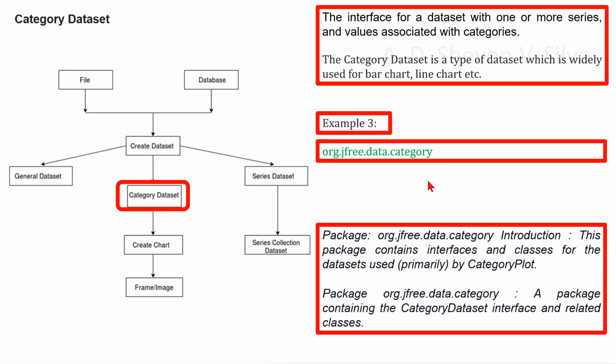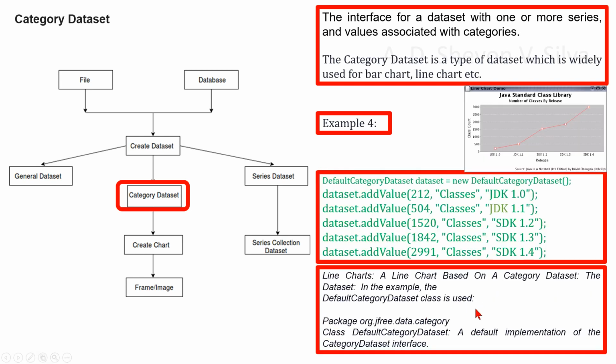Now we are considering the introduction in package org.jfree.data.category. This package contains interfaces and classes for datasets used primarily by JFreeChart's CategoryPlot class. Package org.jfree.data.category, a package containing the CategoryDataset interface and related classes.